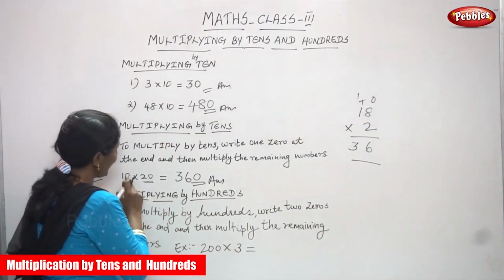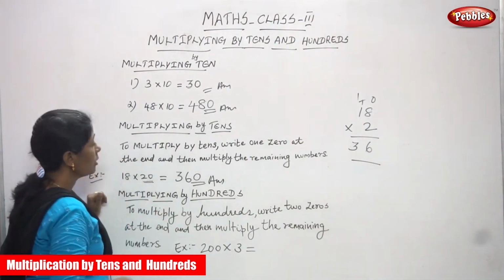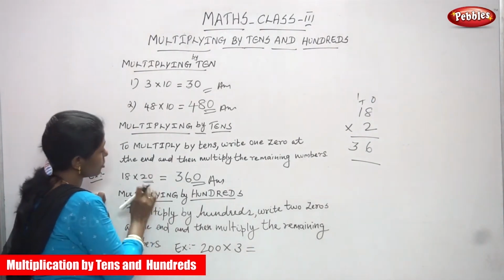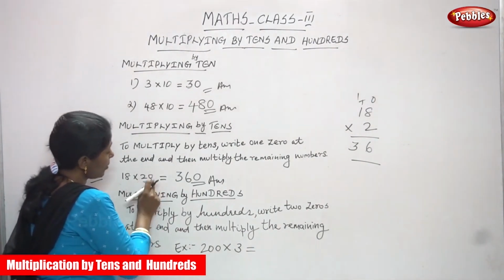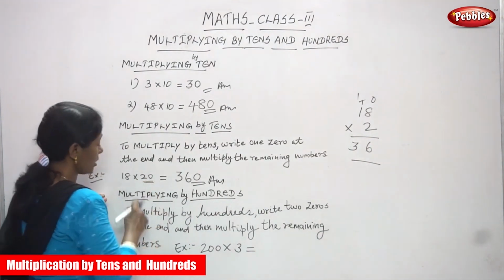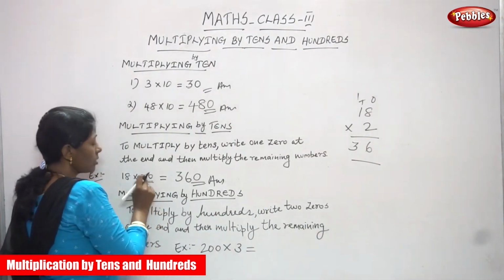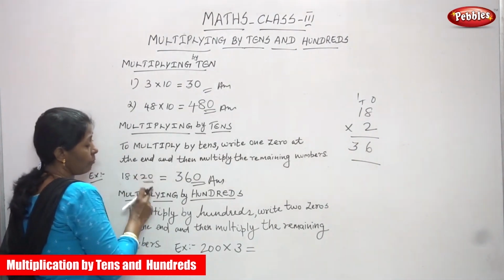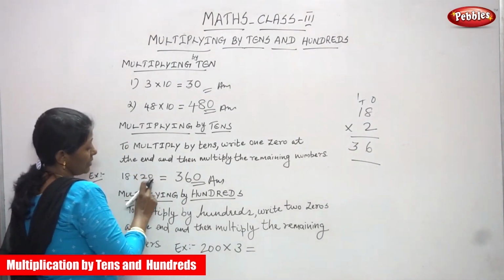So you're going to multiply 18 into 20. First, as the rule, you have to see how many zeros are in the tens, because 20 is 2 and 0. So in the ones place you have only 1 zero.